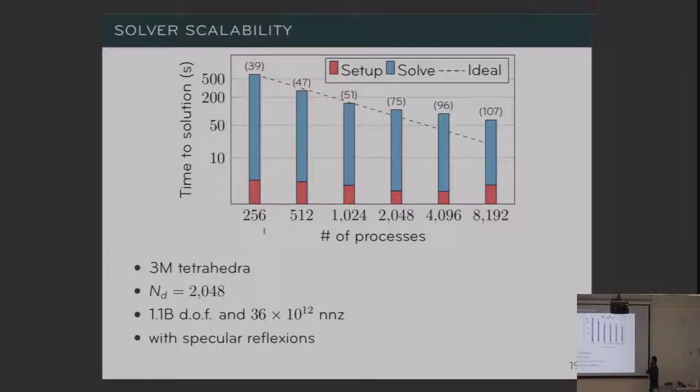For example, with 248 directions, we end up with a 1.1 billion degrees of freedom system, and this is really highly coupled. If you divide this number by this number, you end up with roughly 36,000 non-zeros per row. So it's much higher than your standard Laplacian, let's say.